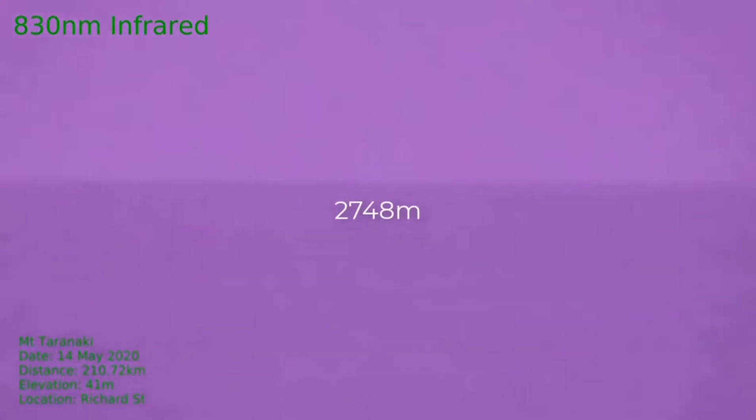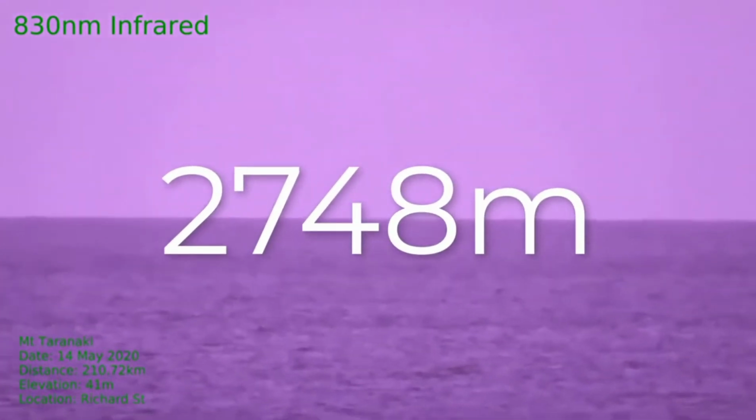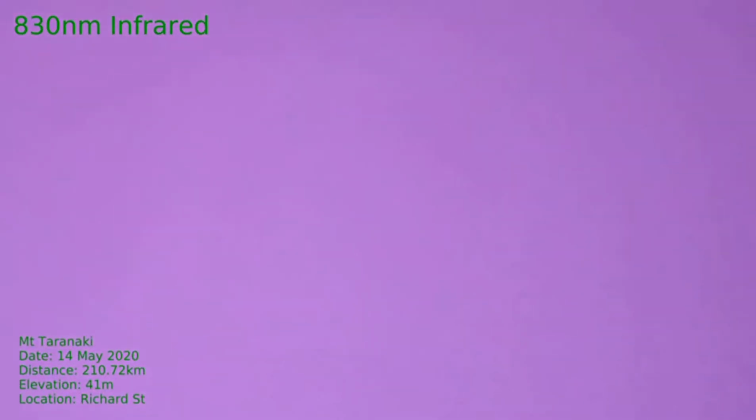So at 210 kilometers away at a 41 meter elevation, 2,748 meters should be hidden. So the whole mountain, plus 230 meters, should be completely hidden from view. And notice the same amount of mountain is in view from both the 96 and the 41 meter elevations, just as the flat Earth would predict.